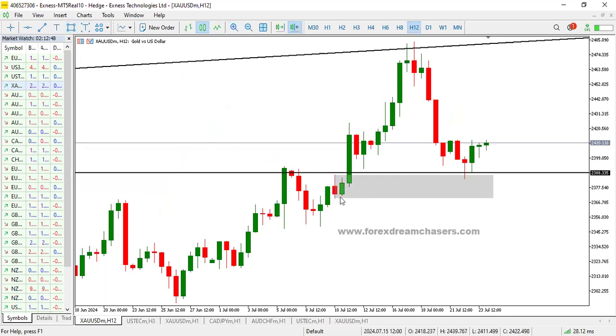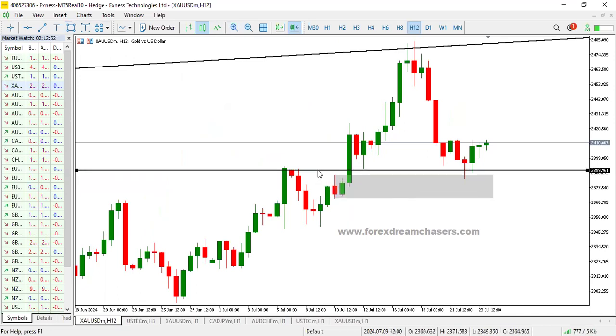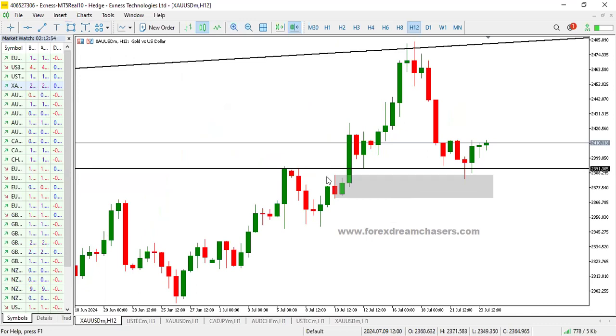I have to align the resistance here. Now, if I align the resistance like this, so here is the resistance. It was broken just a bit, and then left again. It was tested here. Can you see that? Now we had a broken resistance. It was tested as support. This is what we call break of structure.